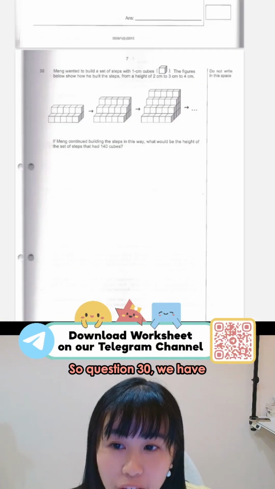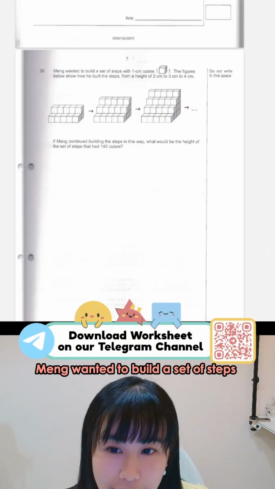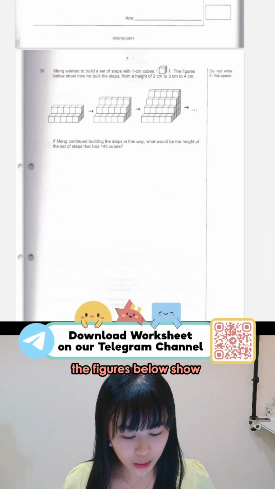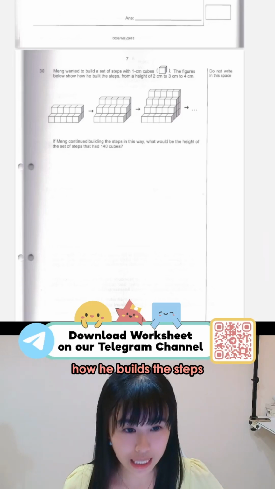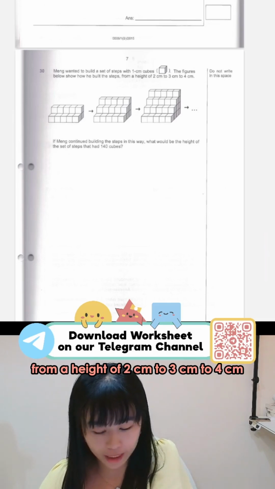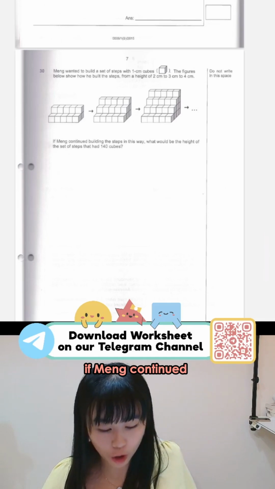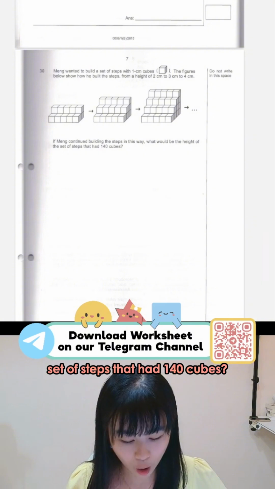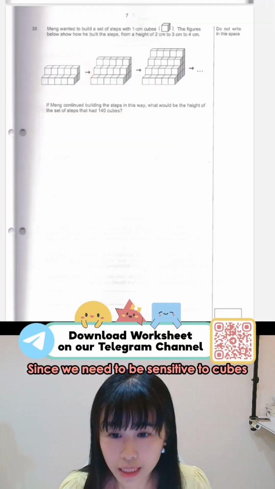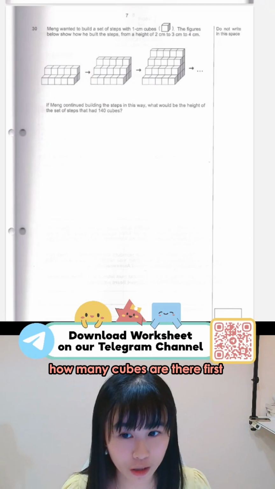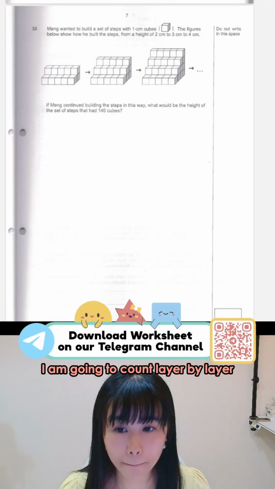So question 30, we have Ming wanted to build a set of steps with 1 cm cubes. The figures below show how he built the steps from a height of 2 cm to 3 cm to 4 cm. If Ming continued building the steps this way, what would be the height of the set of steps that had 140 cubes? Since we need to be sensitive to cubes, I will go and count how many cubes are there first. I am going to count layer by layer.